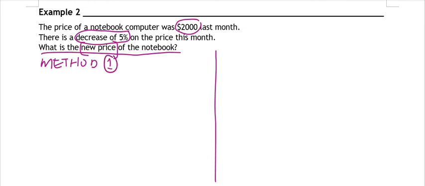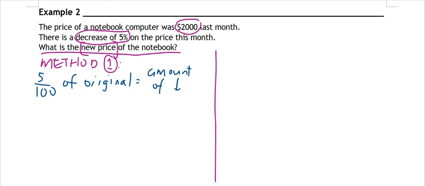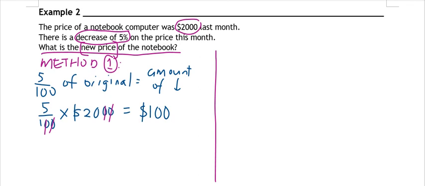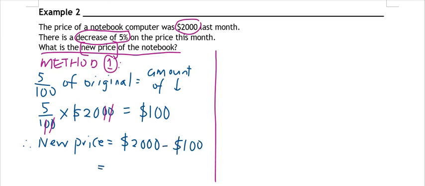is you use the percentage that you have, which is 5%, 5 over 100 of the original. If you take this, this will be your amount of decrease. Now here, 5 over 100 of means times the original price, which is $2,000, right? When you cancel the zeros, you get $100. Now what do you do with this $100? Since the question is stating that there's a decrease, you have to subtract $100 from the original. So the new price for the notebook will be $2,000 minus $100, so you get 1,900. Right, so this is your answer.